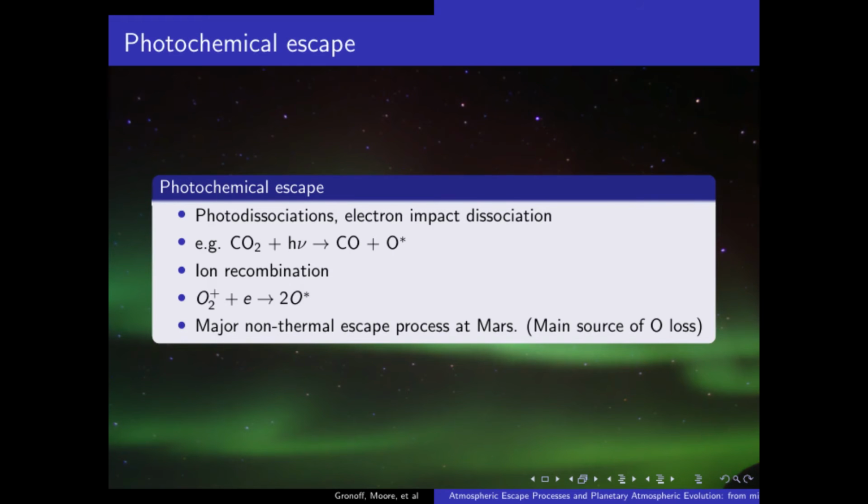One big escape process is the photochemical escape, coming from electron impact dissociation, for example, or from ion recombination. At Mars, right now, one of the main escape processes is the dissociative recombination of the ion O2+, giving 2 oxygen above escape velocity, and this is one of the main sources of oxygen loss at Mars.